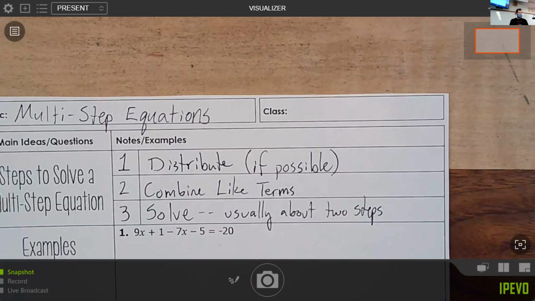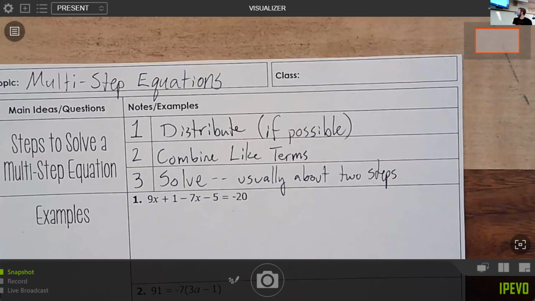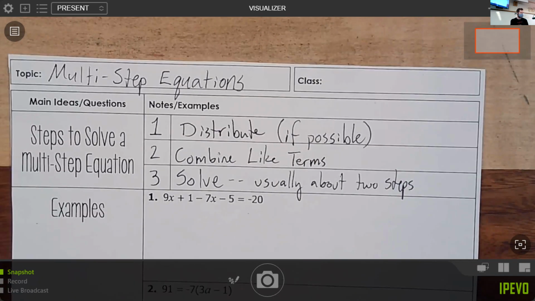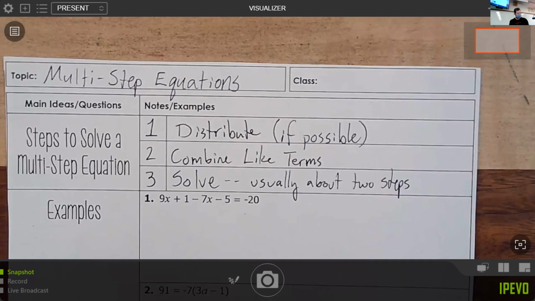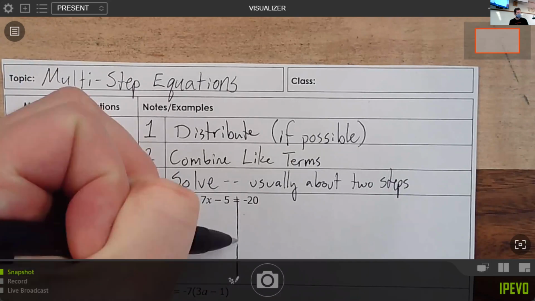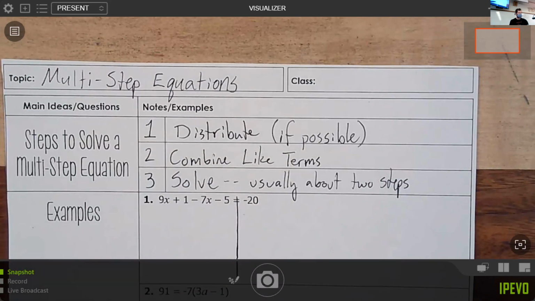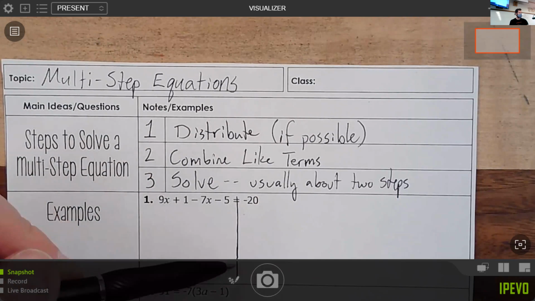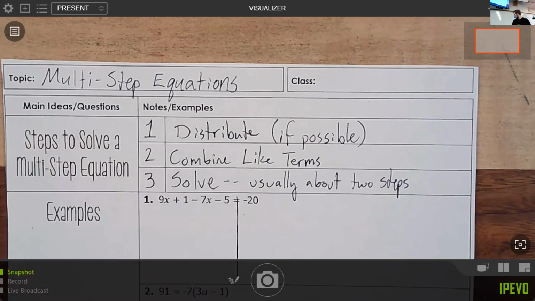So our first example here, number 1, says 9x plus 1 minus 7x minus 5 equals 20. First thing we're always going to do, make sure that we've got our line right down through the equal sign, because we want to make sure that this equal sign stays in the same place vertically as we move down this process. From there, we're going to see if there's any distributing that can be done. The answer to that is no, we're not going to be able to distribute at all in this one. So the distributive property is out, which means we're going to be looking for like terms that we can combine.